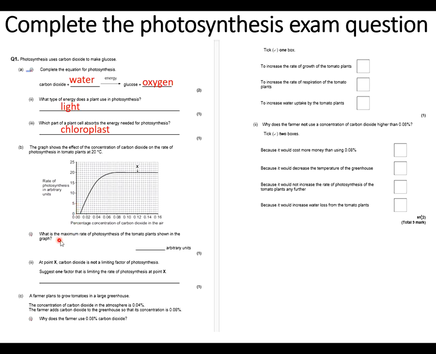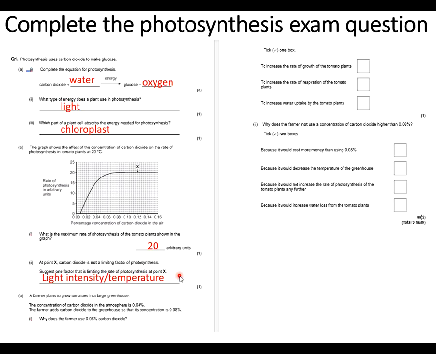So what is the maximum rate of photosynthesis of the tomato plants shown in the graph? So we're looking for rate, we're looking for maximum rate, and if we read across, you'll find the answer comes out to be 20. At point X, carbon dioxide is not a limiting factor because it doesn't matter how much we give it, it's not getting any higher. So what factor could limit the rate of photosynthesis? Well, we've been looking at this, and you could have written light intensity, or you could have written temperature.